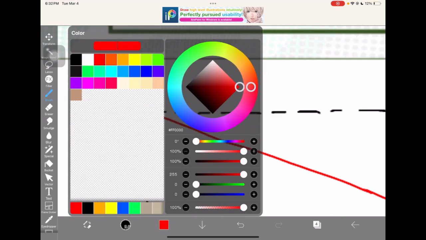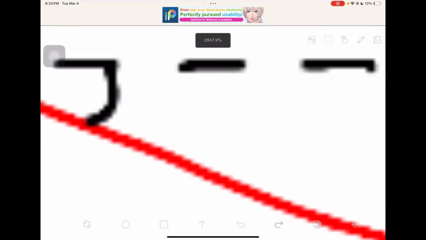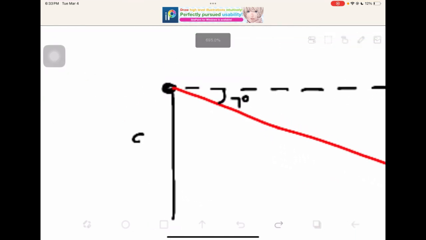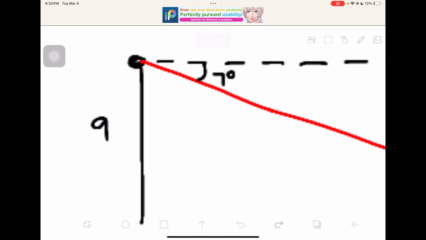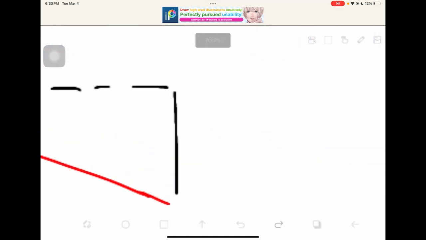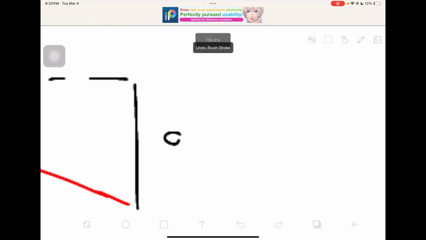Then let's label this as 7 degrees. Yeah, 7 degrees. We have labeled this as 7 degrees. And then we also have this as 9 kilometers. Okay, we can also say that this is 9 kilometers because this is a rectangle. This is an imaginary rectangle over here.